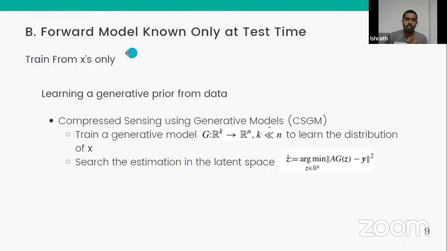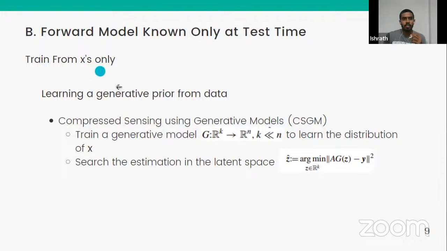So the next category is where we know the forward model only at test time. The meaning of this is we don't have any knowledge of the forward model when training. So let's say we have a bunch of ground truth images X, there is no way we can find the paired Y for these ground truth images. In that case, the most popular way to tackle this problem is learning a generative prior for these ground truth images.